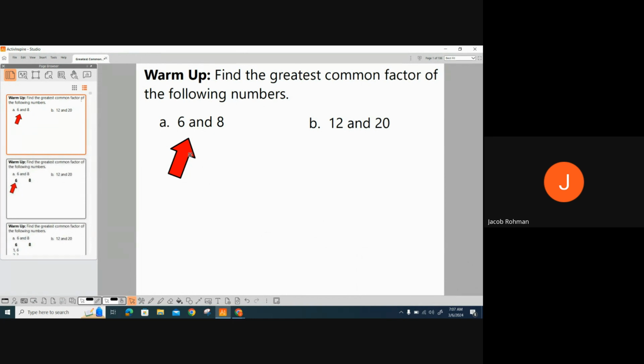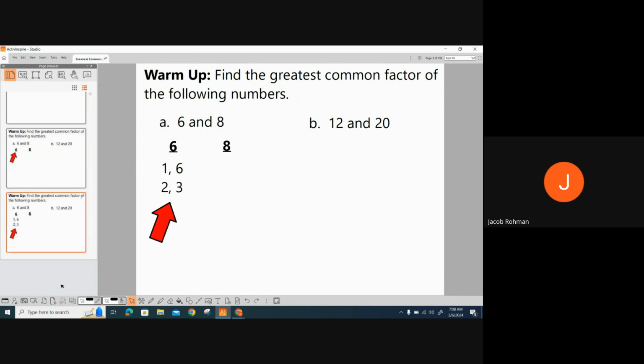So here in the warm-up, we're trying to find the greatest common factor of the following numbers. What we're going to do is list out the factors for each pair of numbers. In this case, 6 and 8. Let's start with 6. The factors of 6 are 1 times 6, 2 times 3. And then the factors of 8 are 1 times 8 and 2 times 4. The number that's the greatest that they both share is 2. And so the greatest common factor in this case is 2.